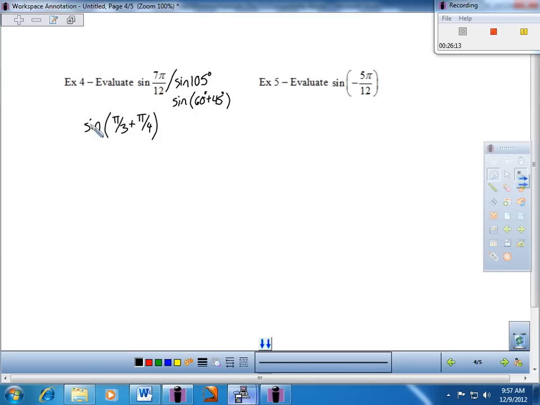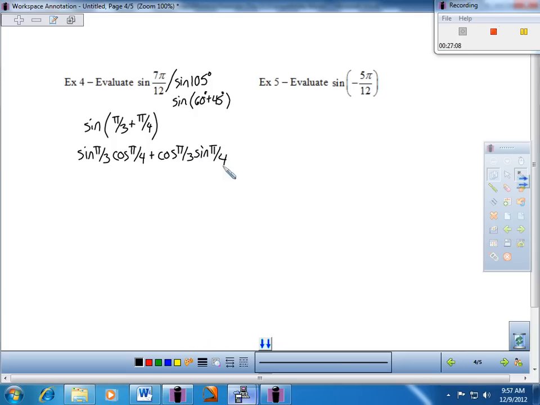Some formula for sine. And so as a result, I go to the top and I say sine of the first, cosine of the second, and then plus cosine of the first and sine of the second.